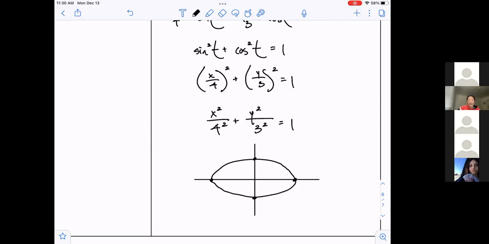Right? That's not the prettiest ellipse there ever was, but it gets the idea across, right? That we go 4 units out in the x direction and 3 units out in the y direction. Okay.